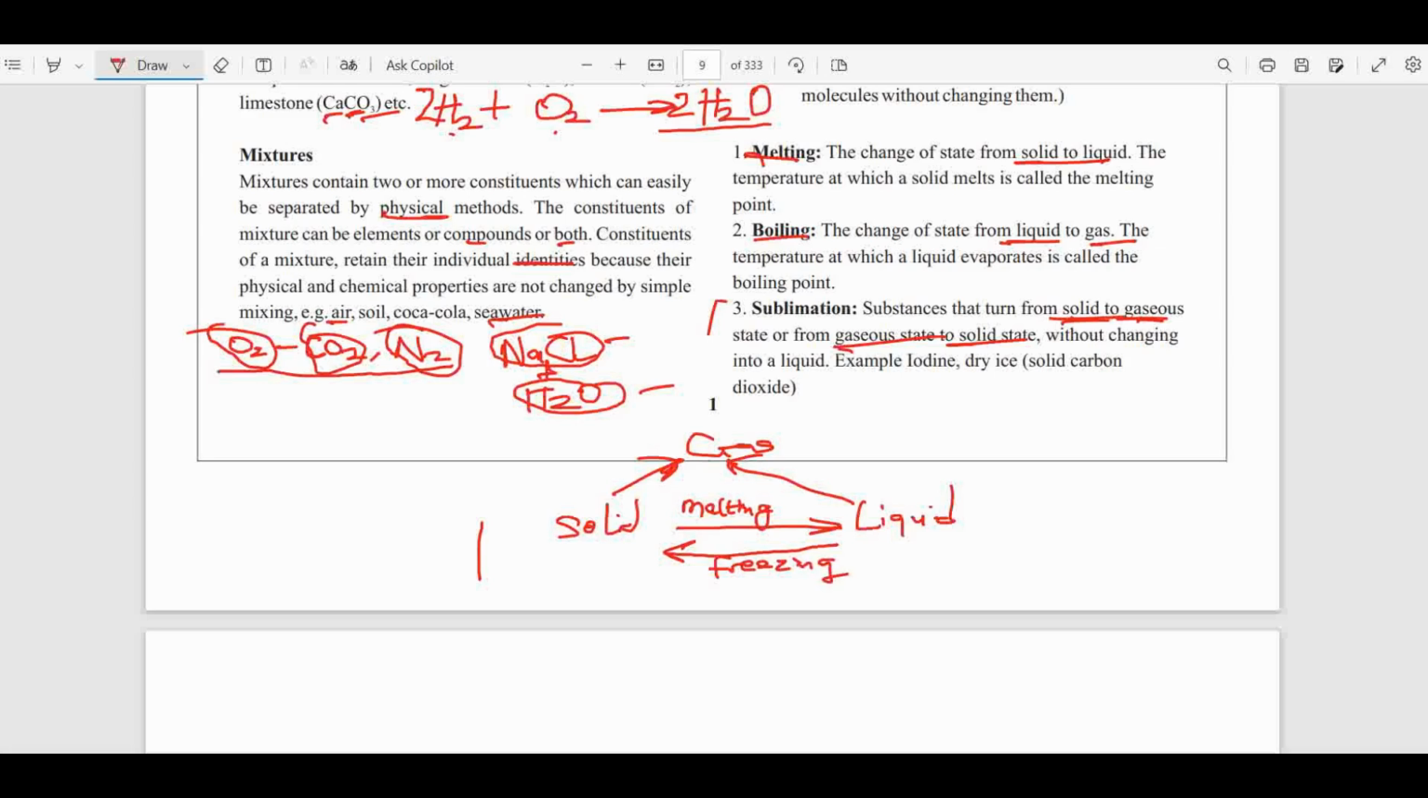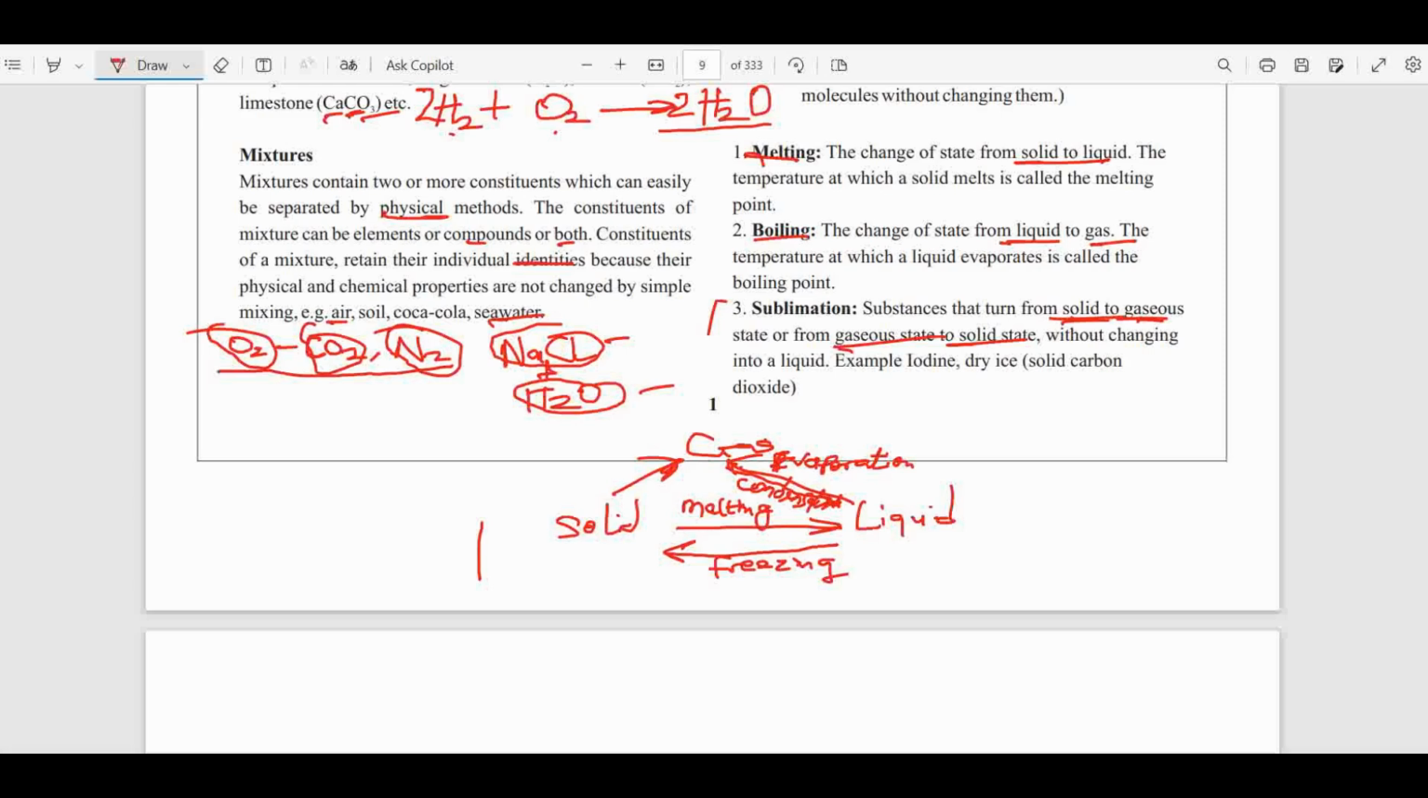Also, liquid can change to gas when you boil, or by the process called evaporation. When you boil, it undergoes evaporation and the liquid will change into gas. And of course, it's a reversible process also, meaning that the gas can then change back into liquid. By what process is that? That will be by the process of condensation. By condensation, you can change this back.